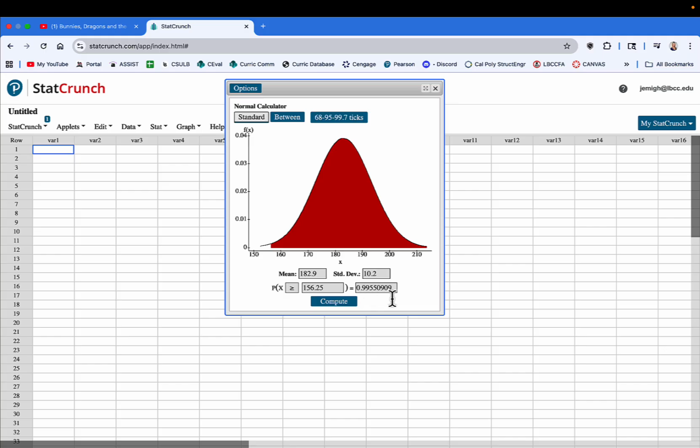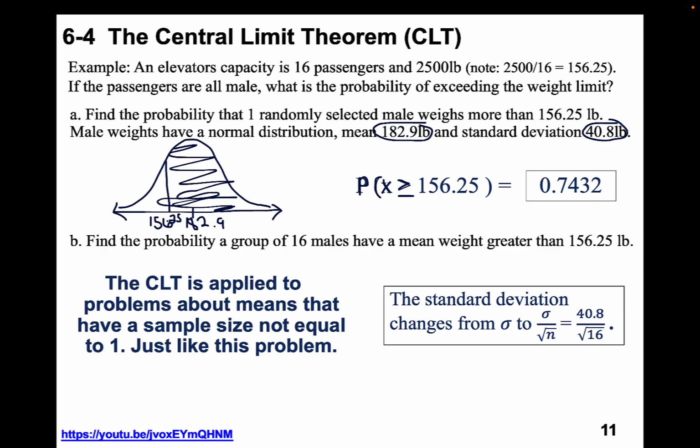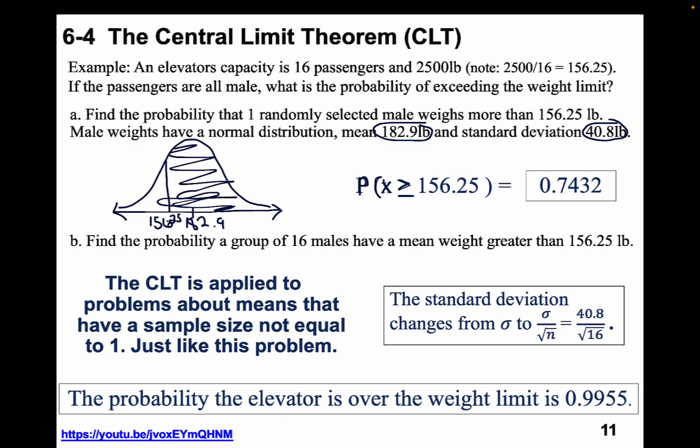But check out the answer. The probability has increased extremely. We're at 0.9955. All right, let's go back to our notes and talk about that. Our probability went from 0.7432 to now the probability that the elevator is over the weight limit is 0.9955. What I want you to get from this is the computation part was quite easy.